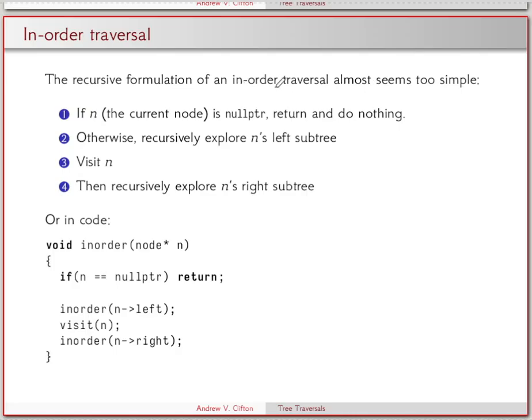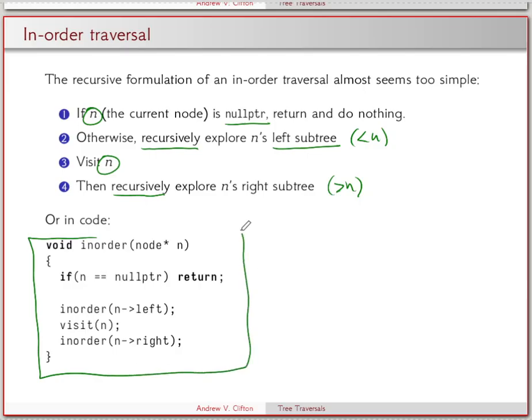The recursive formulation seems like it can't possibly work, it's too simple. The idea is: if the current node is a null pointer, then we just don't do anything. The tree's empty, there's nothing to do. Otherwise, we recursively explore the left subtree, that's all the things that are less than n. Then we do whatever it is we want to do at n, print it or whatever. And then we recursively explore everything in the right subtree, which is all the stuff that is greater than n.